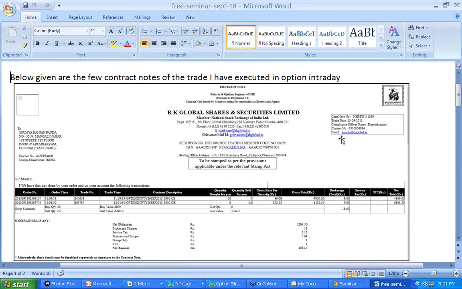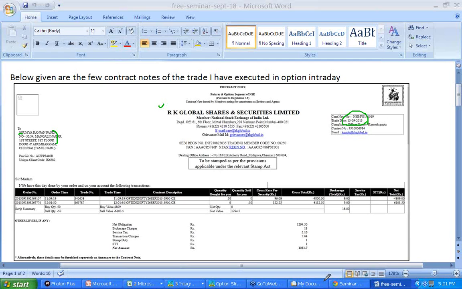Some may say that maybe it is wrong to present this thing, but it is better. This is my contract note, my name. Most of you know my name. This is my office address, everybody knows, and it is on the website. This is a contract note issued by one of the brokers.